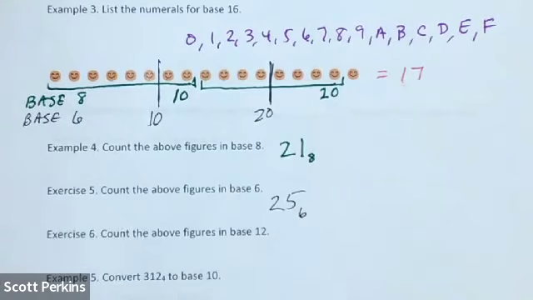Try the next one. Count those smiley faces in base 12. Now you're counting in groups of 12 instead of groups of 6 or 8 or 10.